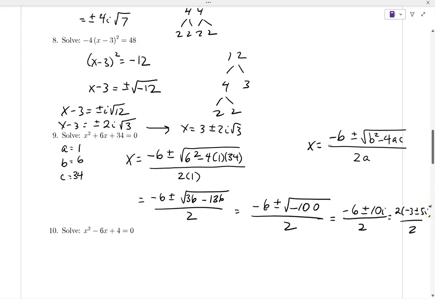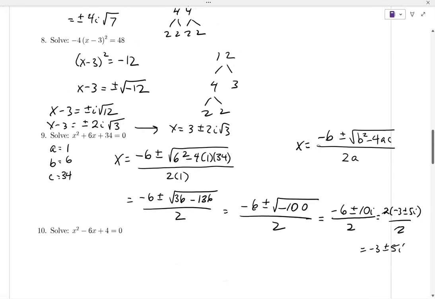Notice that you can factor a 2 out of both terms in the numerator. And then what can you do with the 2's now on top and bottom? Cancel them out. Good. And so we end up with finally negative 3 plus or minus 5i. Yep. If you divide it, you have to divide both pieces of the top. That's right. You could think of it that way too. That one okay?